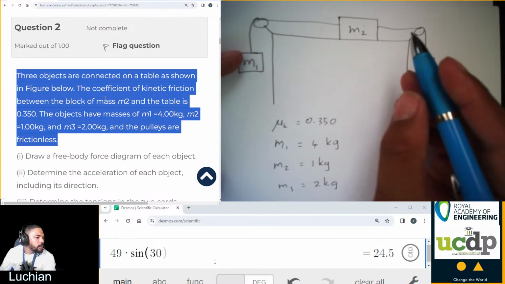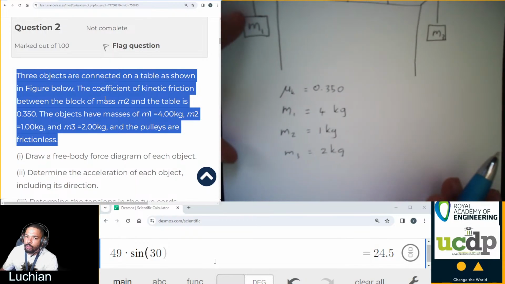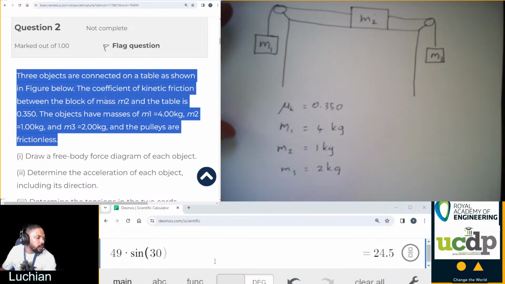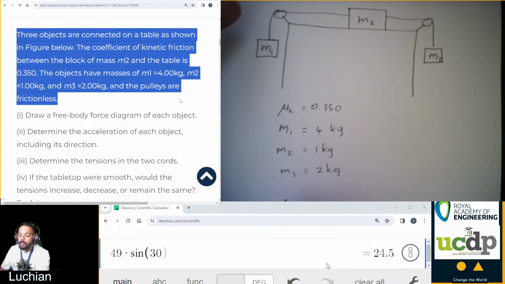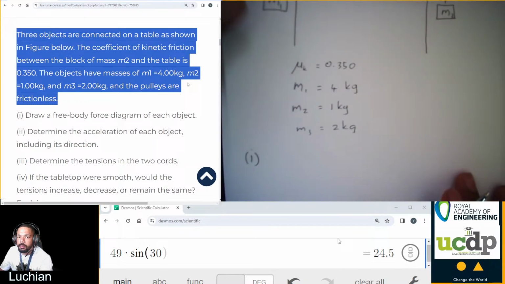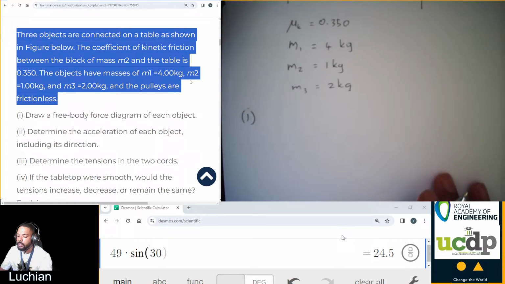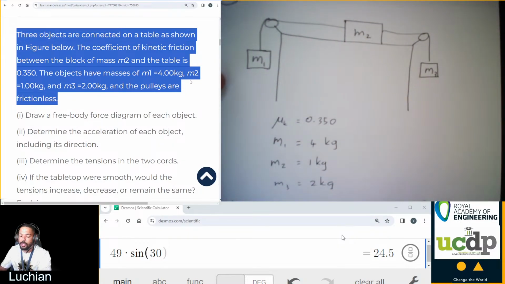Okay, and the pulleys are frictionless. So there's no friction from the pulleys. They're saying number 1: draw a free body diagram of each object. So a free body diagram of object 1, object 2, and object 3.